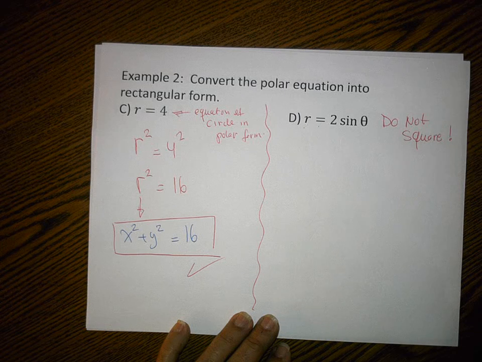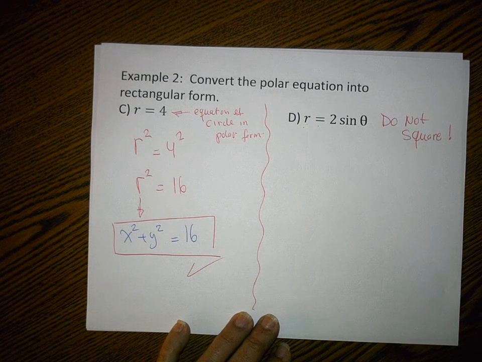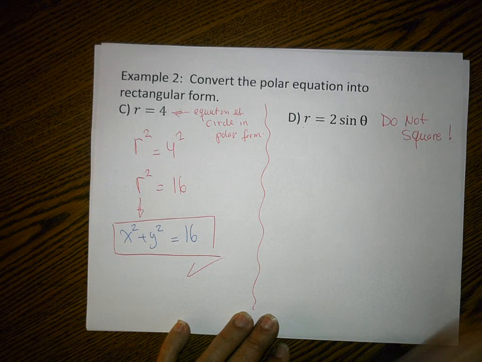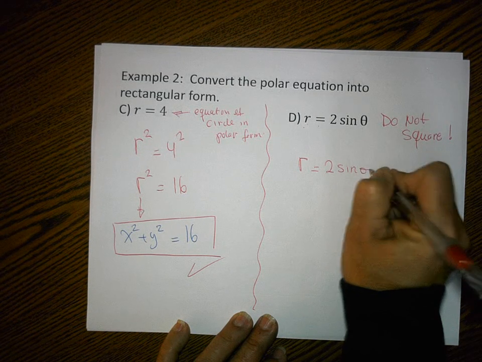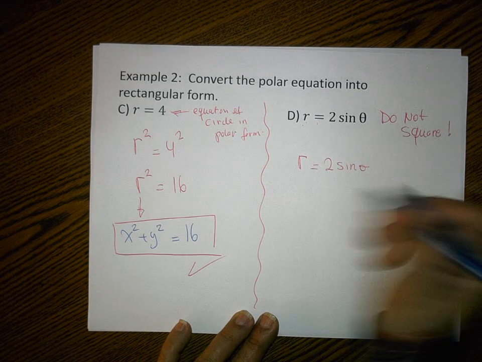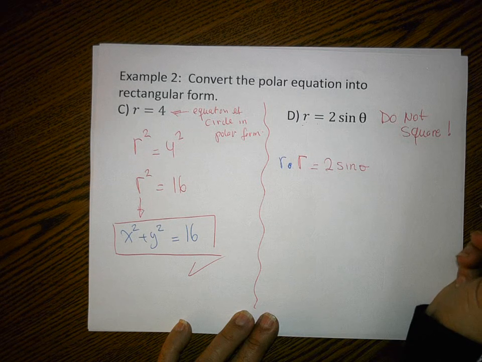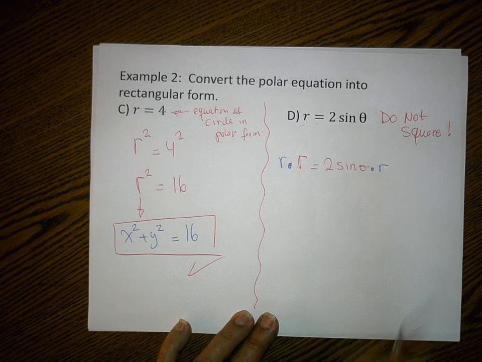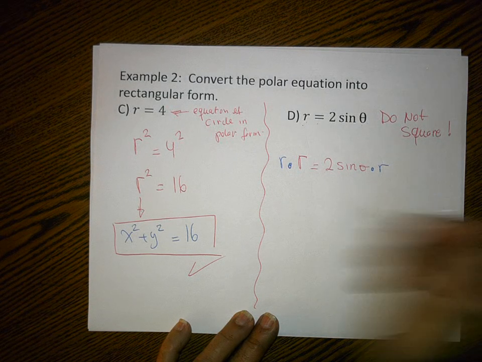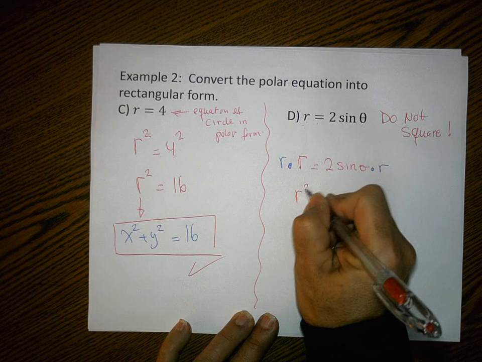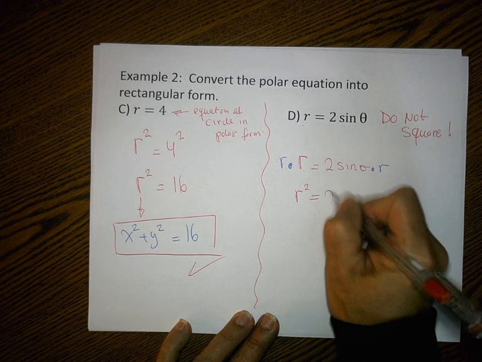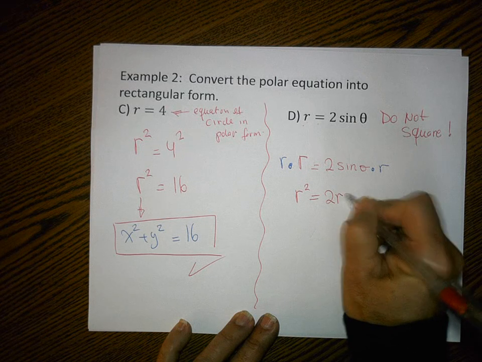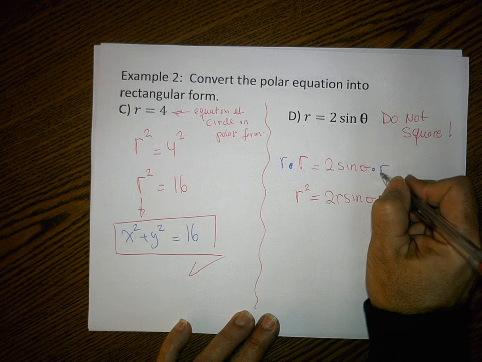How can I get a squared without squaring? Well, another way to get a square without squaring is multiplying. So I'm going to multiply both sides. Let me rewrite the problem. R equals 2 sine theta. I'm going to multiply both sides by r. Now I have r squared. Wait, am I doing this right? Yeah, I think so. R squared equals 2 times r sine of theta. I just moved that multiplication factor to the front here.